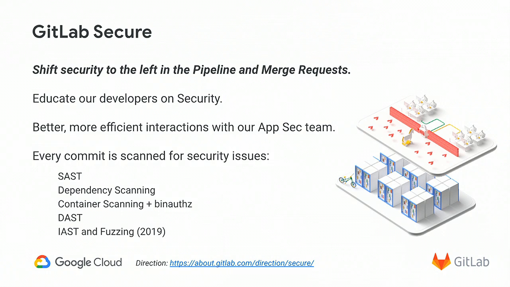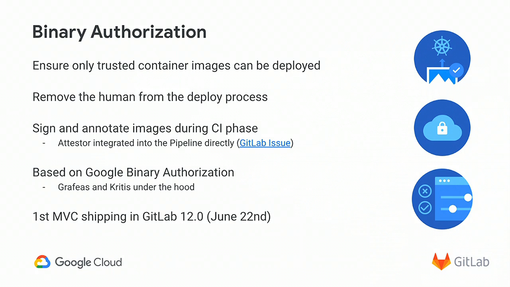So our application is not secure. How can we trust what we're going to deploy? For that, we are using binary authorization, which is a container security feature that provides a policy enforcement checkpoint to ensure only signed and authorized images can be deployed in production.